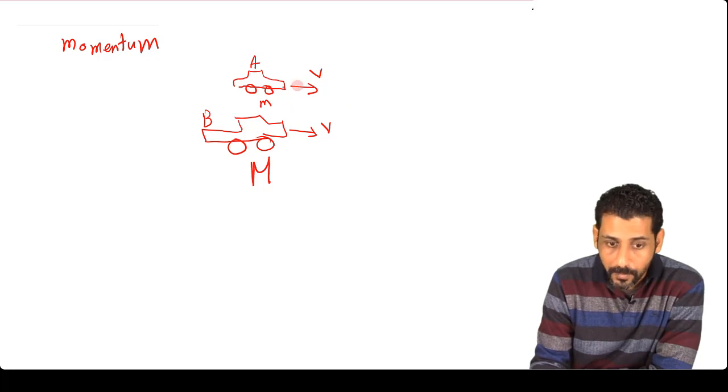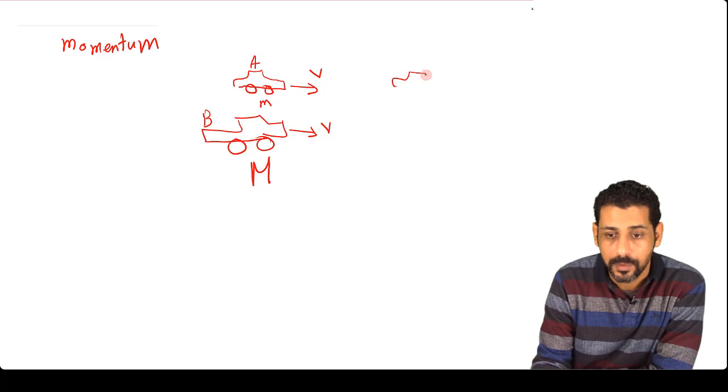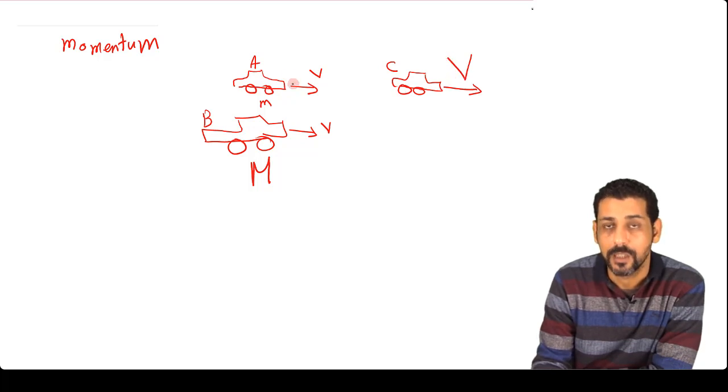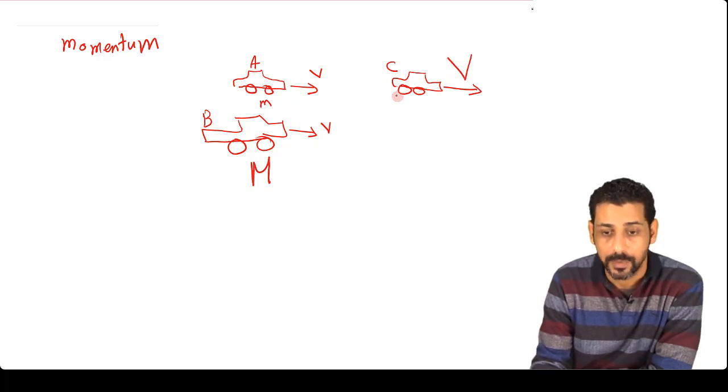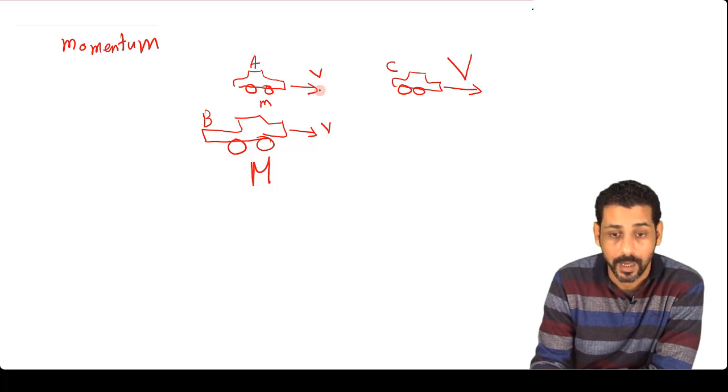Okay, if both have the same mass, if I have two cars, we have another car here, C, and A and C have the same mass, but the velocity of C is greater than the velocity of A. So which one is easier to be stopped? Of course, A, because it has less velocity, so it's easier to be stopped.